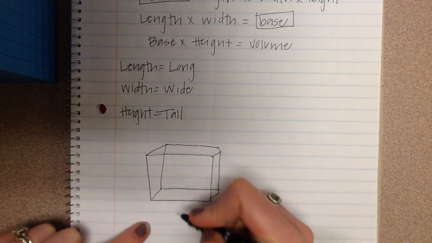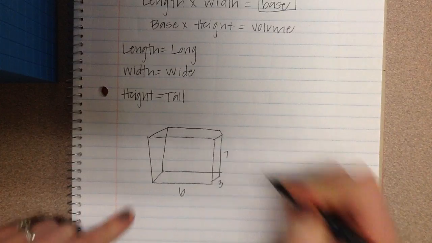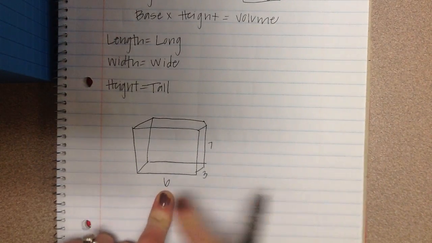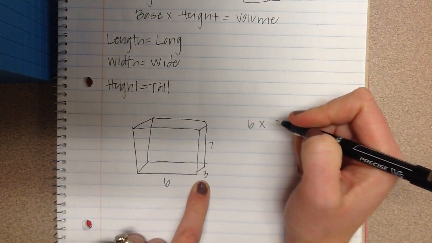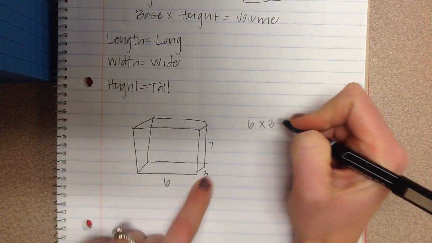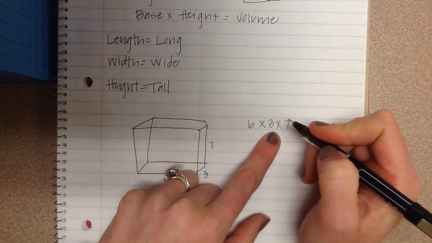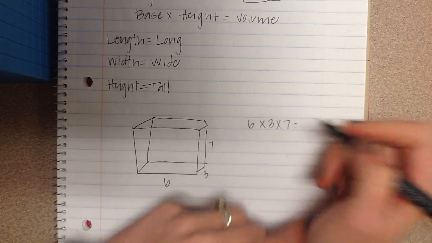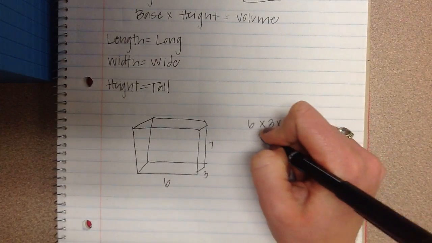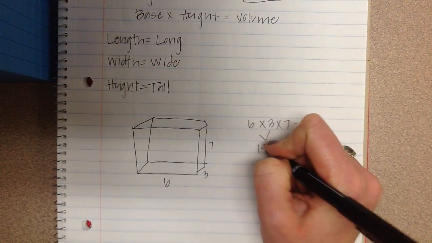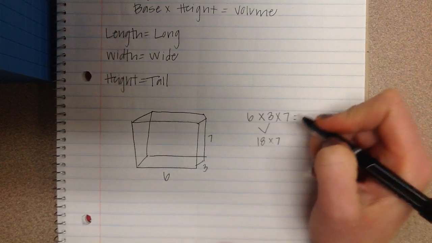Okay, so if I have here 6, and we'll say this is 3, and we'll say that's 7. My length, this is how long it is, equals 6 times my width is 3, and my height is 7. Now if you want, you can say 6 times 3, or you can do 3 times 7. It doesn't matter. The order does not matter because of order of operation. So 3 times 6 equals 18, and then I'm going to bring down that 7. I don't know what 7 times 18 is off the top of my head, so I'm going to do it right up here.